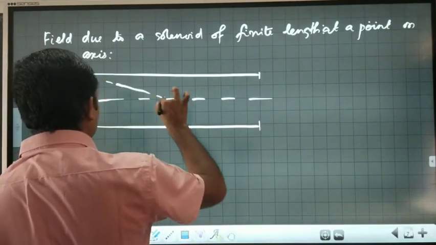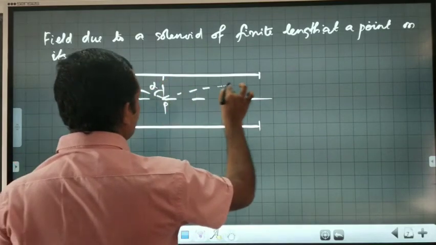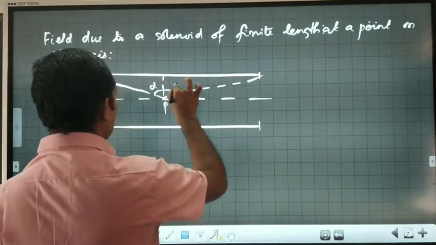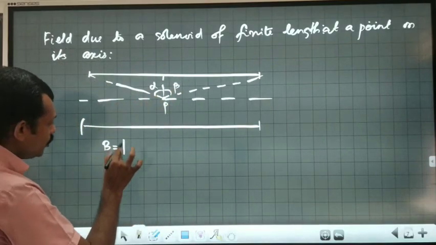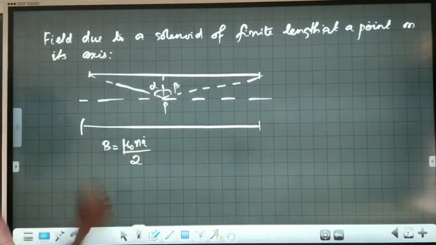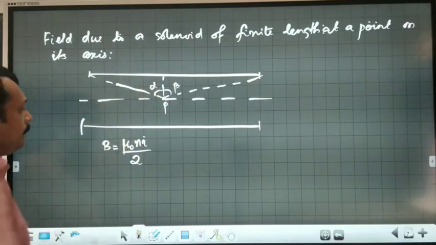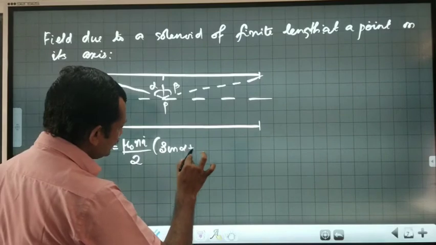Let me take this angle as alpha. Let me take this angle as beta. The magnetic field at the point P is given by mu 0 n I divided by 2. I am just giving the formula only, the proof is not relevant for you. Mu 0 n I by 2 into (sin alpha plus sin beta).